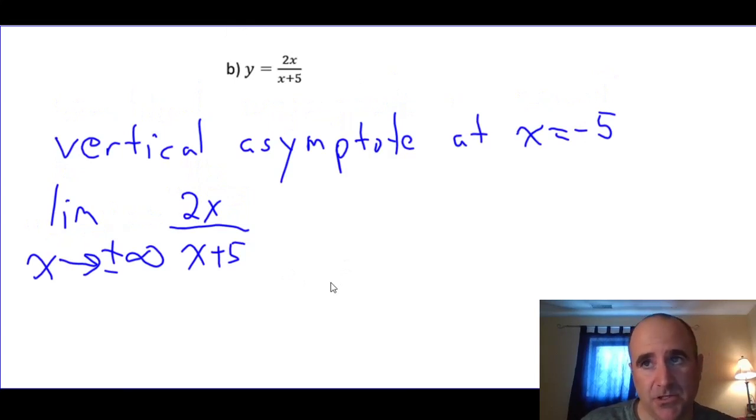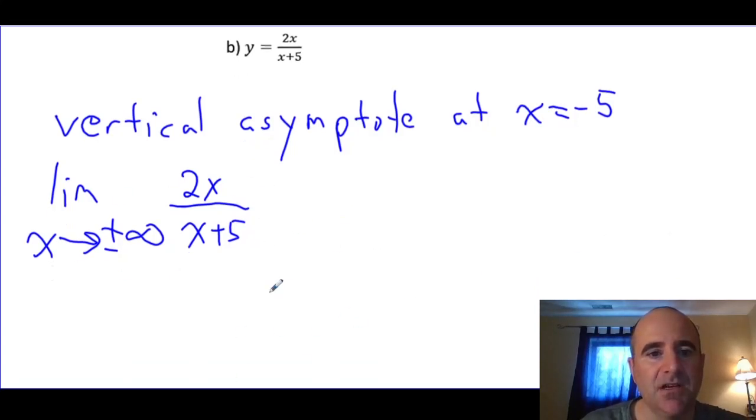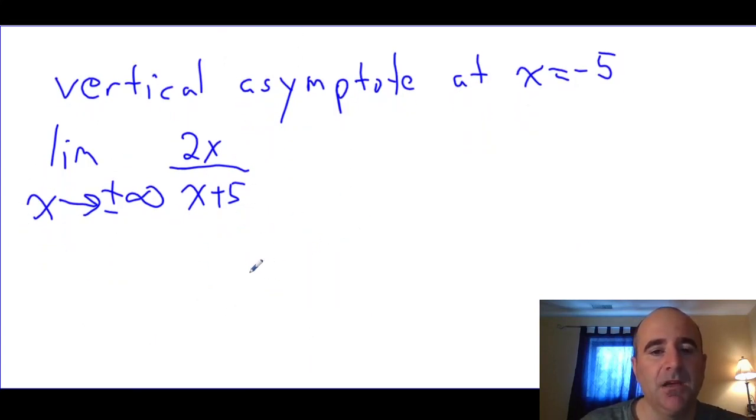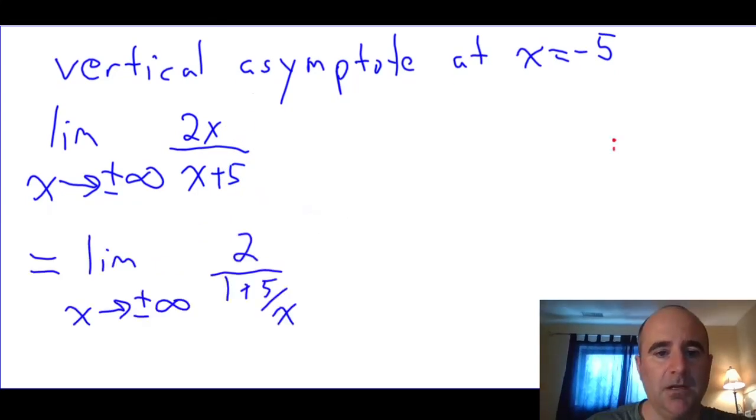So one option is to just start subbing big numbers in. Okay, start with x equals 10,000, then maybe x equals 100,000, and then -10,000, -100,000. See what happens. See what that appears to be getting closer and closer to. So that's one option. Another option is to divide by the largest term. In this case, the largest term is just x. So if I divide the top and bottom of this fraction by x, let's see what we get. This time I divide by x, I get 2x divided by x is 2, x divided by x is 1, and 5 divided by x is 5/x.